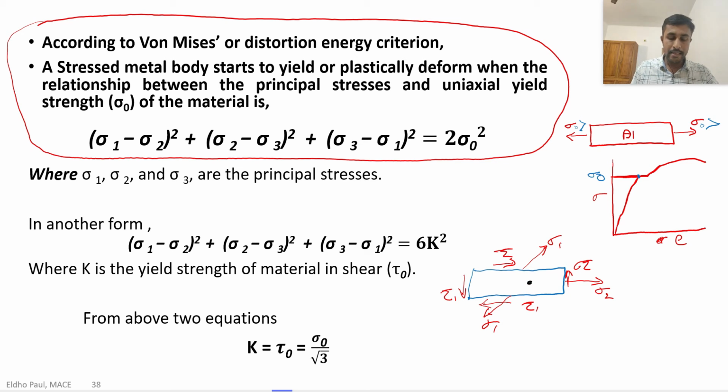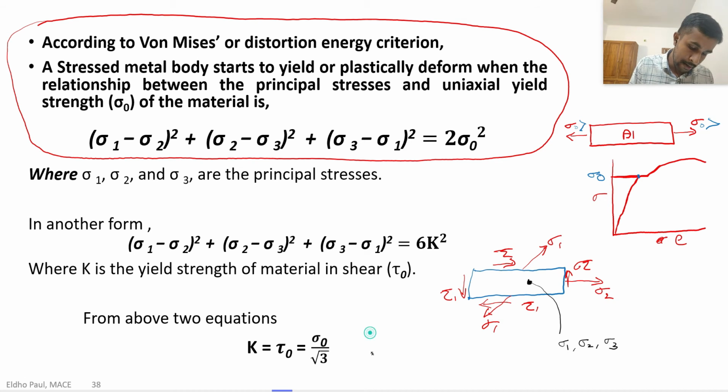At this point, we can calculate the principal stress values. Principal stress values are sigma 1, sigma 2, sigma 3. Sigma 1 is the major principal stress, sigma 3 is the minimum or minor principal stress, and sigma 2 is the intermediate principal stress value. At this point, how can we determine the principal stress? In the MOS class we studied how to calculate the principal stress.